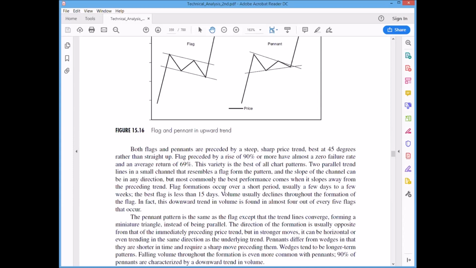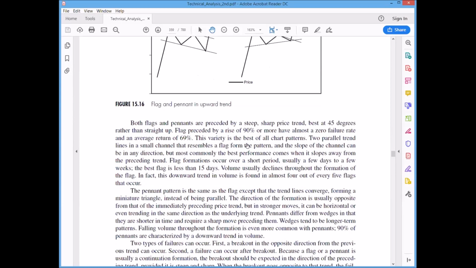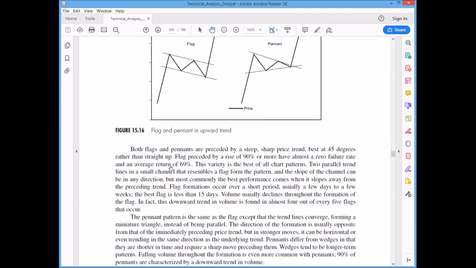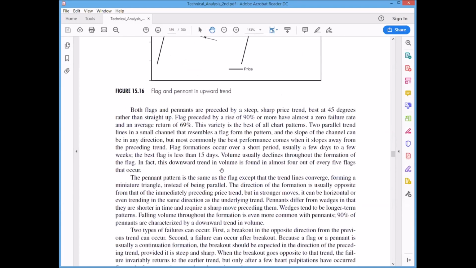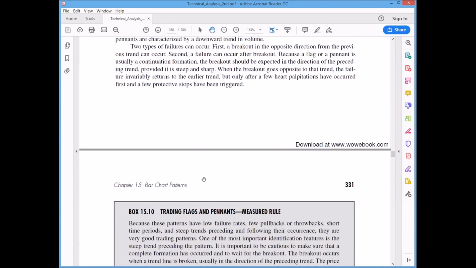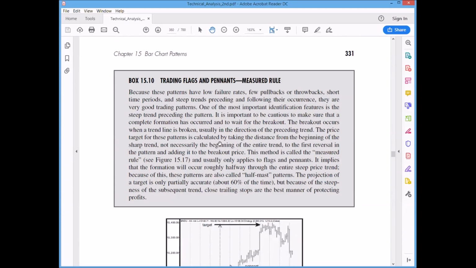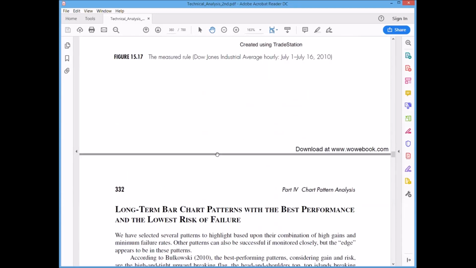So I'm going to continue on with flags. It says 2 parallel trend lines in a small channel that resembles a flag form the pattern, and the slope of the channel can be in any direction, but most commonly the best performance comes when it slopes away from the preceding trend. So you see here's the trend, slopes away, trend. I'm not going to go into too much detail with these. He goes on to talk about measuring them, gives a little more detail. But we're going to come over here and take a look at something else I've got prepared.